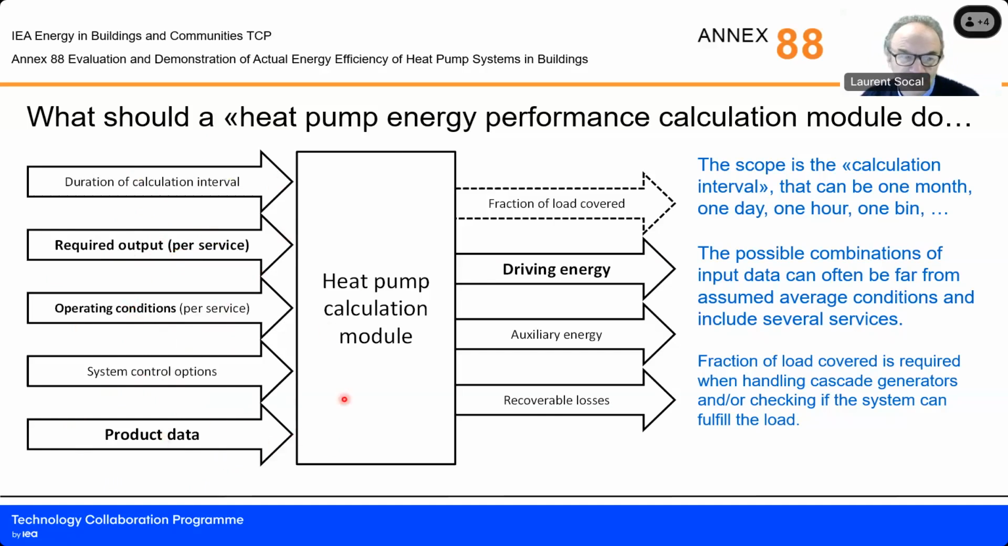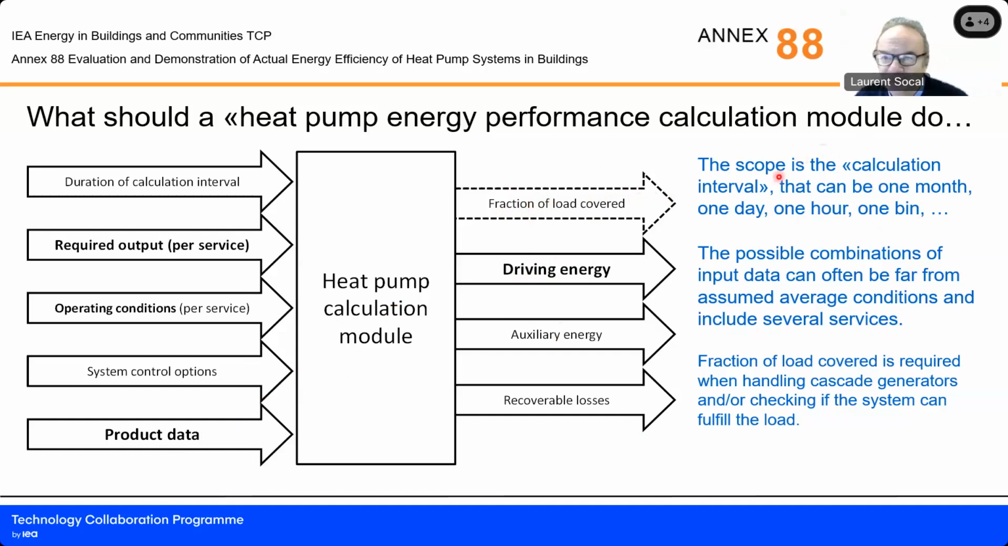And of course, there is a strong link between the data and the calculation procedure. Of course, the data shall fit the calculation procedure, and the calculation procedure shall fit the right data. Otherwise, it doesn't work. And you produce this kind of output. So typically driving energy, auxiliary energy, and possibly the fraction of load covered by the system, since you want to make a lot of considerations about, for example, energy exchange with the network, the grid. So you also have to know how much you can cover, what you can do. So the scope is a calculation interval.